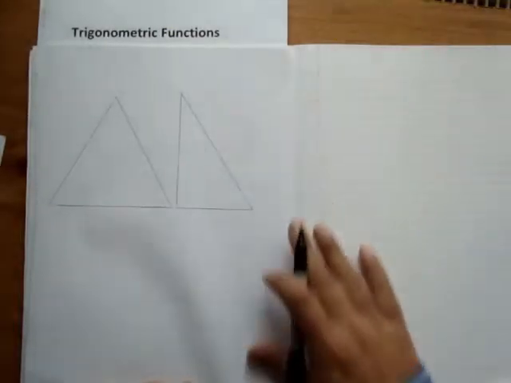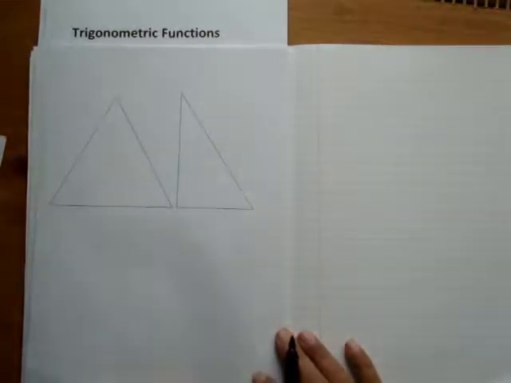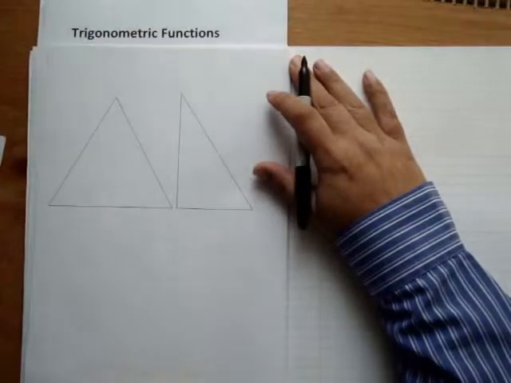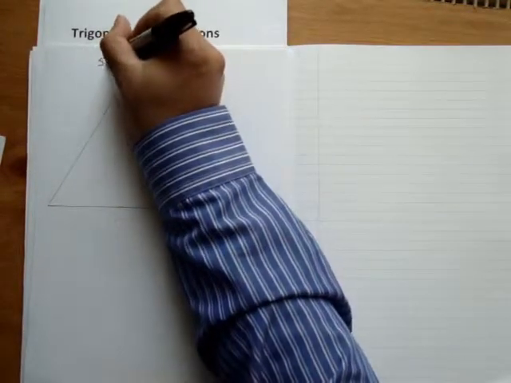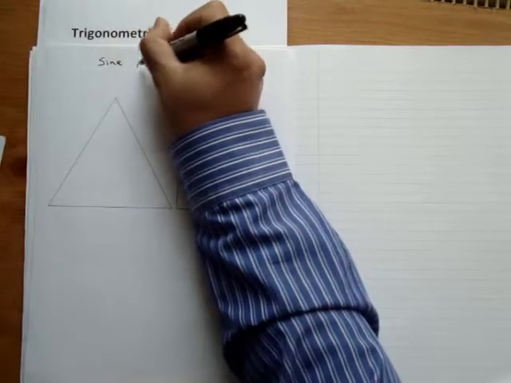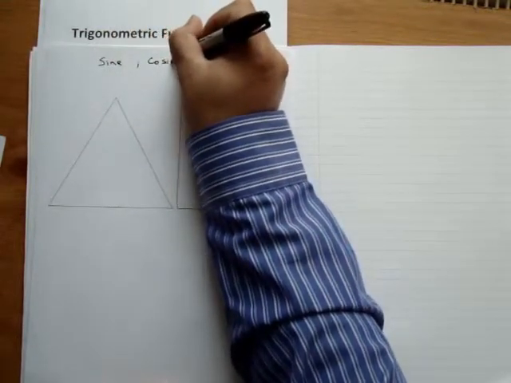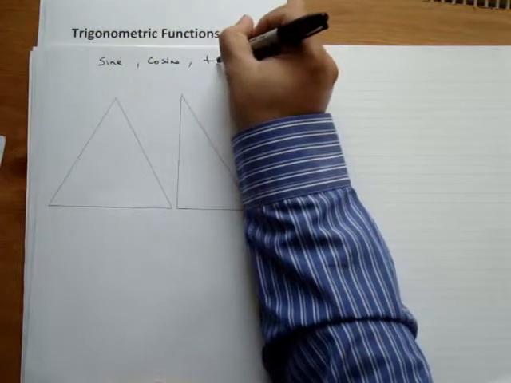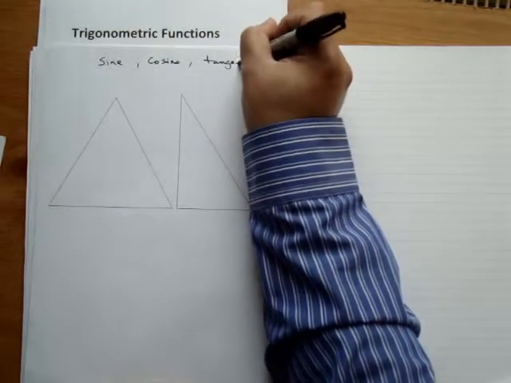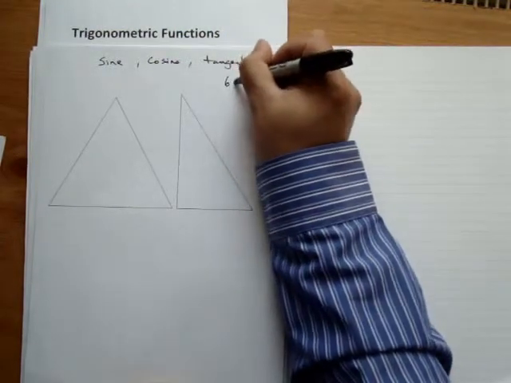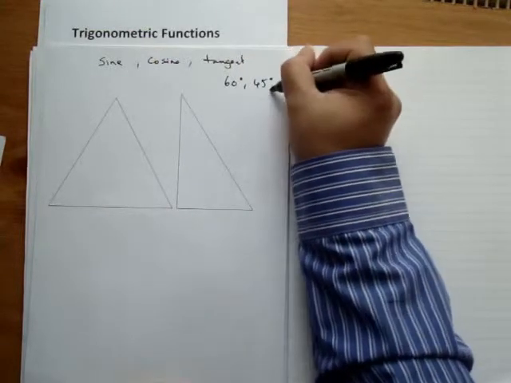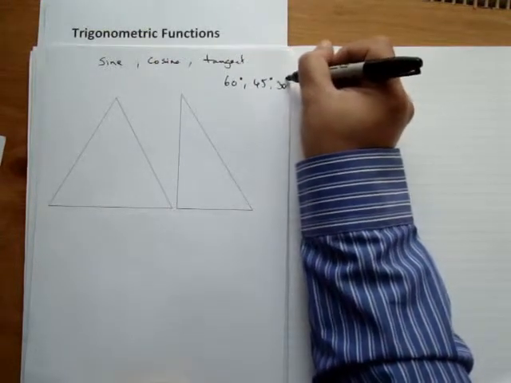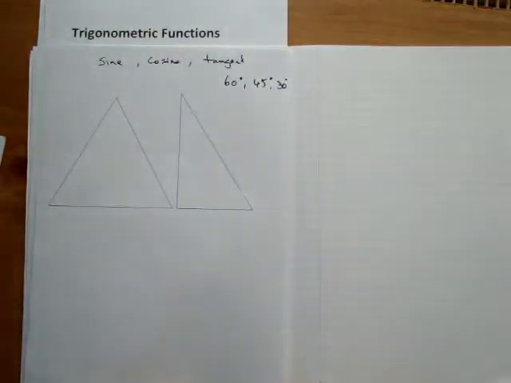So let's have a quick look at sine, cosine and tangent of some common angles that are used in trigonometry. So we're going to have a look at the sine, cosine and tangent of 60 degrees, 45 degrees and 30-degree triangles, right angle triangles.